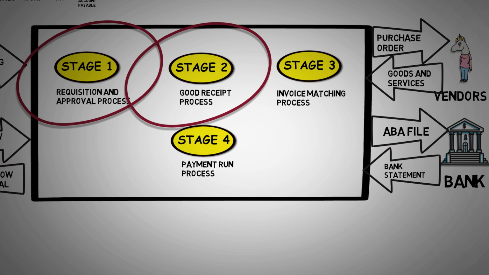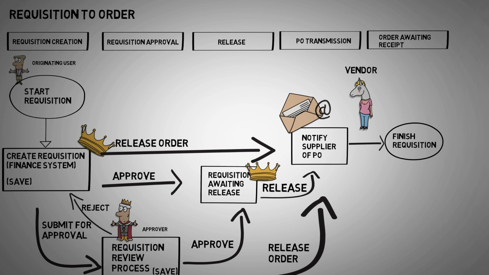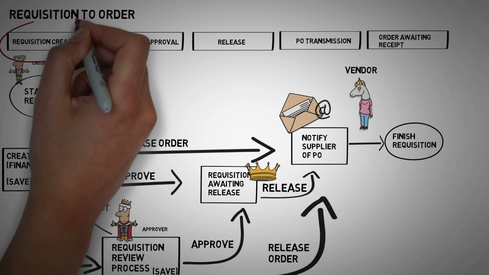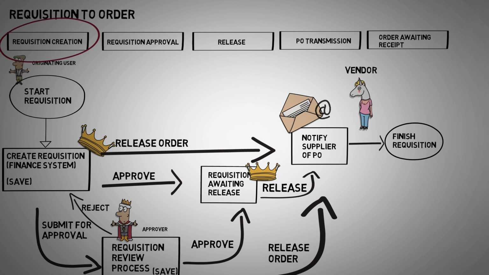Here is the recap of 5 steps in stage 1, requisition and approval process. First step, requisition creation. Second step, requisition approval. Third step, release. Fourth step, purchase order or PO transmission. Fifth step, order awaiting receipt.